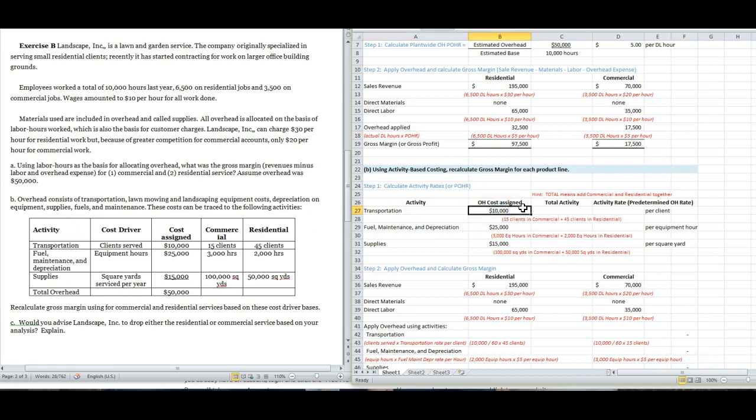Transportation had overhead of $10,000. We need to know the total amount of the base. The base is the number of clients, so we're going to add both of those together, which means we will have 60 clients.